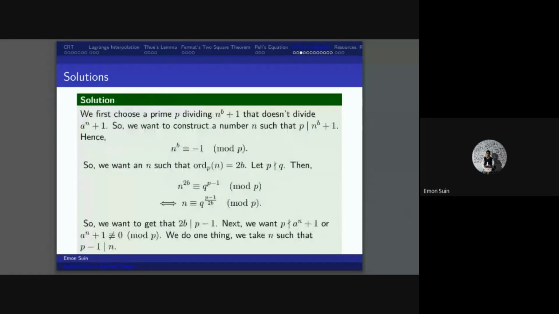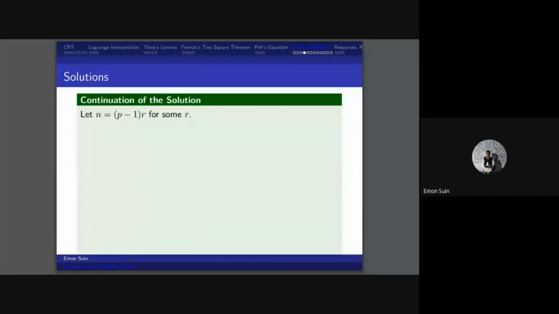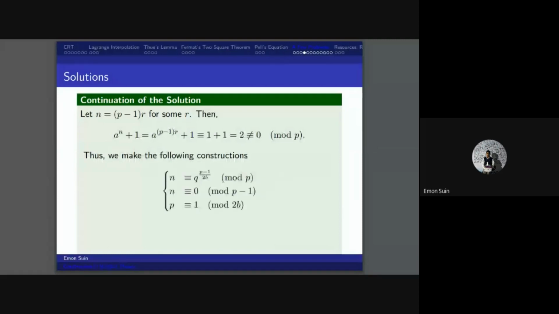Here, n is congruent to (p minus 1)/2b mod p. The next construction is n is congruent to 0 mod p minus 1. Why? Because we assumed that p minus 1 divides n, right? And next, p is congruent to 1 mod 2b. Why? Because we need p minus 1 to be divisible by 2b, so that the exponent over q is some integer.